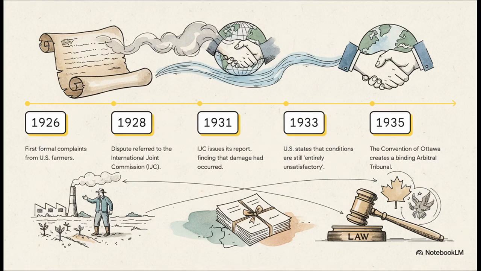But the pollution kept coming. 2 years later, the US was still sending notes saying this was entirely unsatisfactory. They realized a simple report wasn't going to cut it. So they took the next massive step. In 1935, they signed the Convention of Ottawa, creating a special arbitral tribunal that could make a final decision that both sides had to follow.